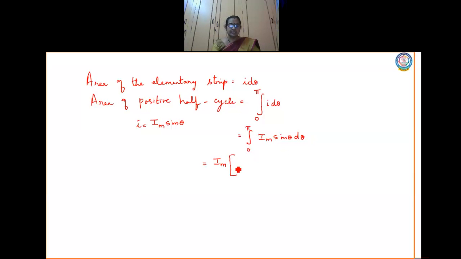The integral of sine theta is minus cos theta, right? So minus cos theta with the limit 0 to pi. Now substitute the value: Im, upper limit minus lower limit. Here I have a negative sign, that I will take out, children. So cos pi minus cos 0.